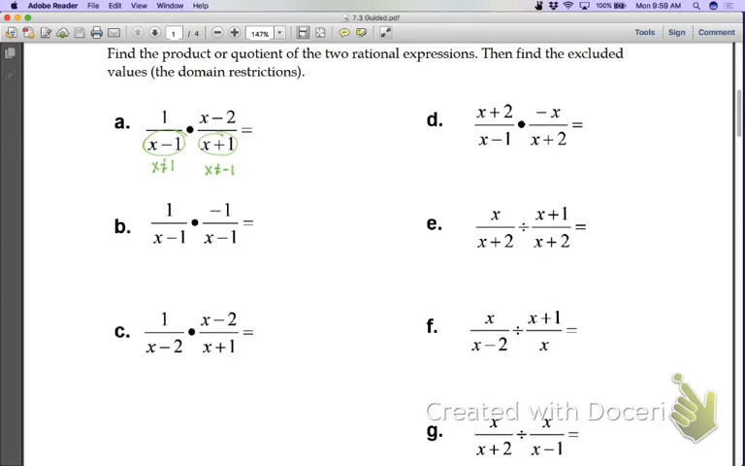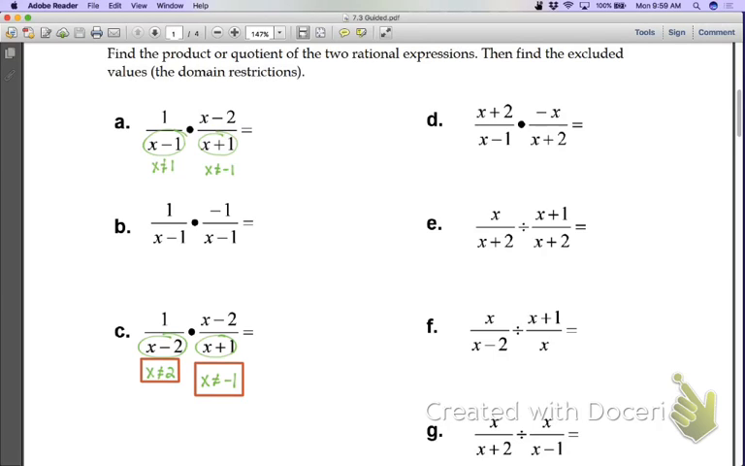Okay, so just because something gets, like if you look down at C, where it's 1 over x minus 2 times x minus 2 over x plus 1, what are my two values? What can x not be before we even start? X can't be 2. What about here? X can't be negative 1. Now, as far as my restrictions, those are going to stay with everything from the time I begin to the time that I end.